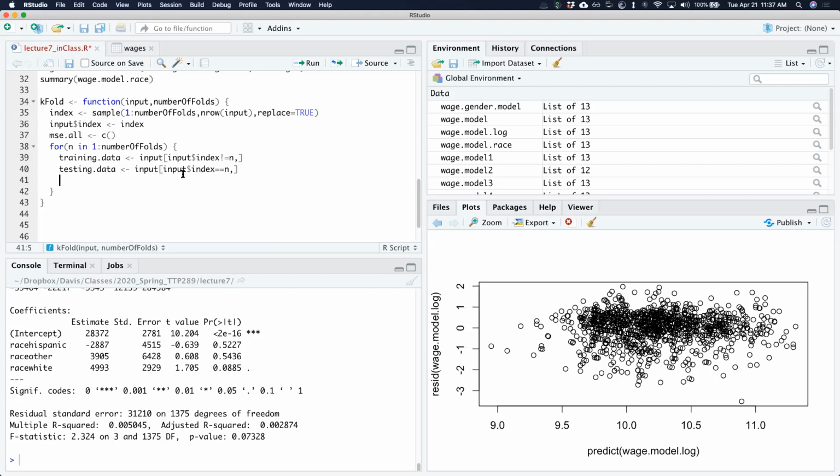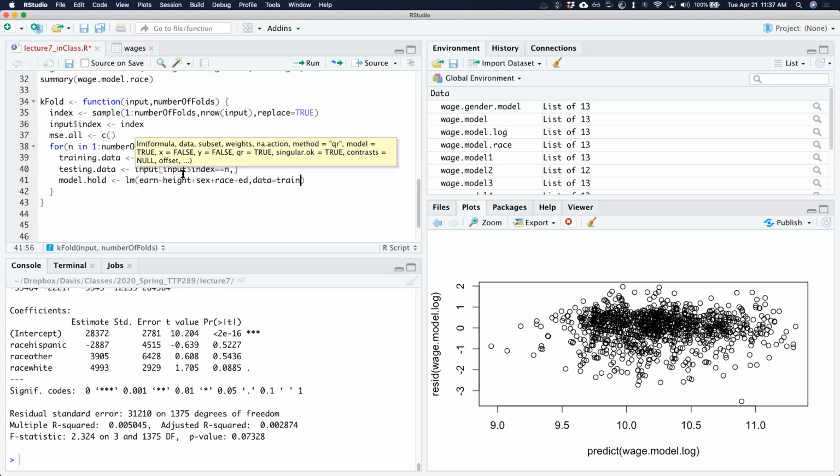Cool. Okay, and so the rest of this is kind of procedural, right? We're just training our model, calculating the mean squared error from our prediction. So I'm going to create a model. I'm just going to call it model hold. That's kind of my go-to variable. I just call everything hold for a temporary variable. So we're going to do earning of height, sex, race, education, data equals training data.